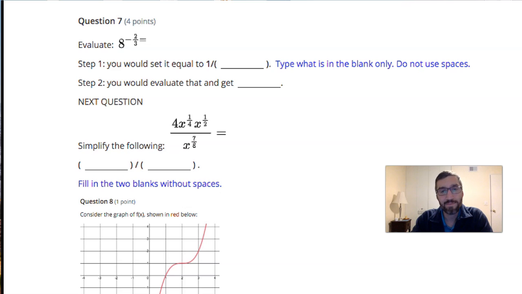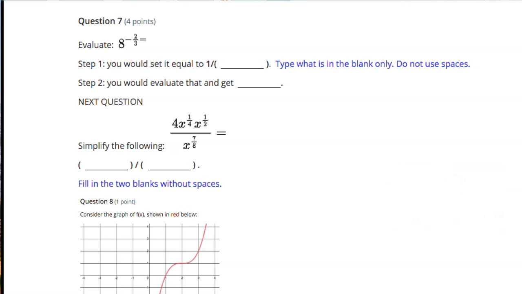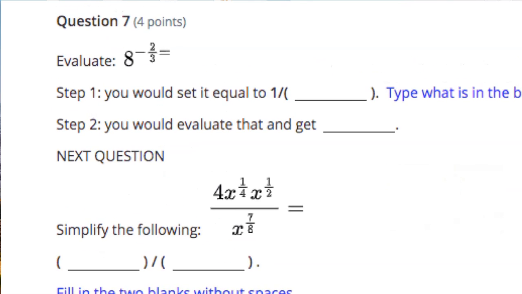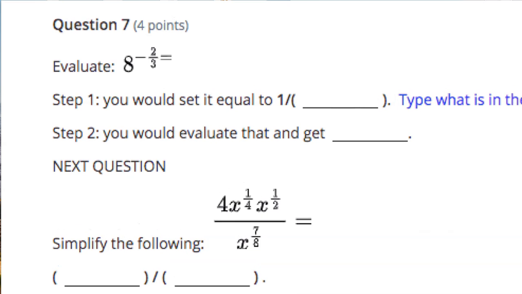Thanks for tuning in. Let's start with question 7, and this will go through the end of the Schoology review. At least that's my plan as of right now. So let's take a look. Question 7, evaluate 8 raised to the negative 2/3. So we kind of walk you step by step here.